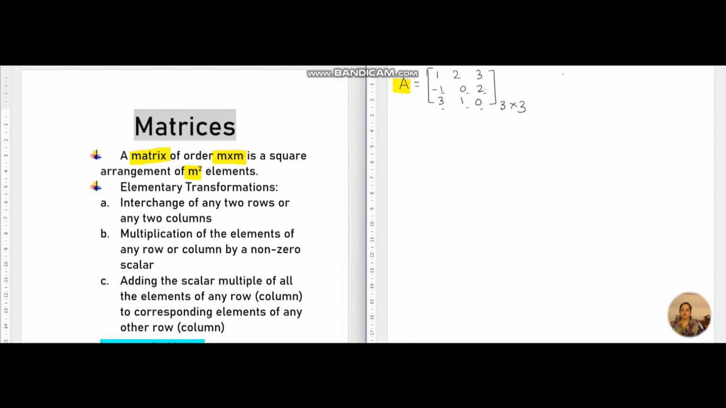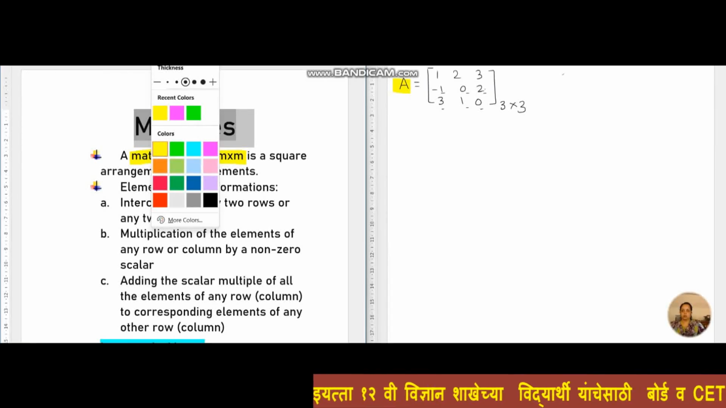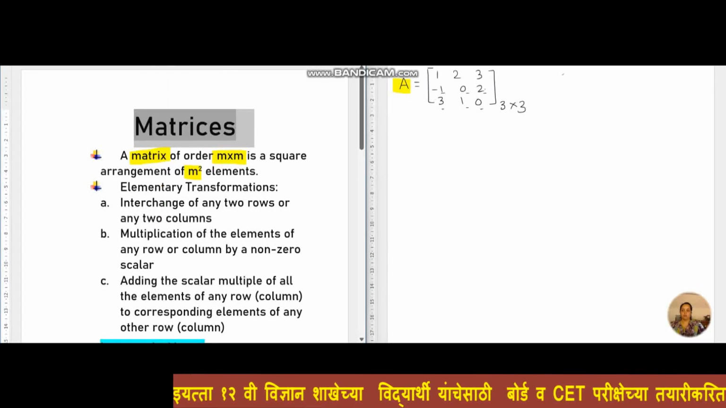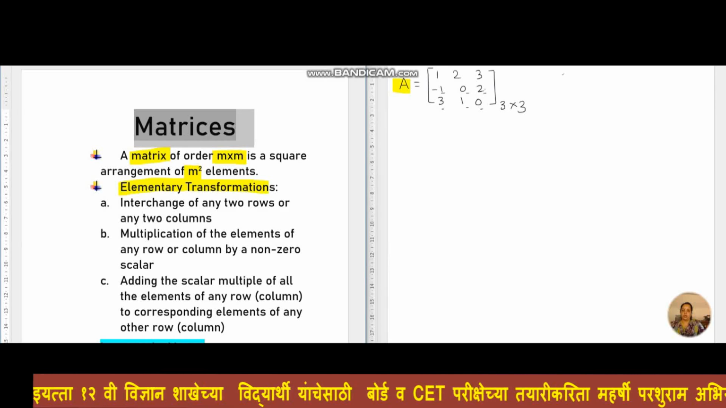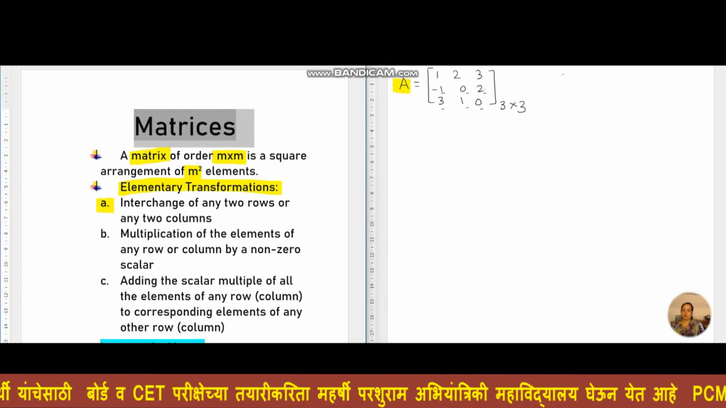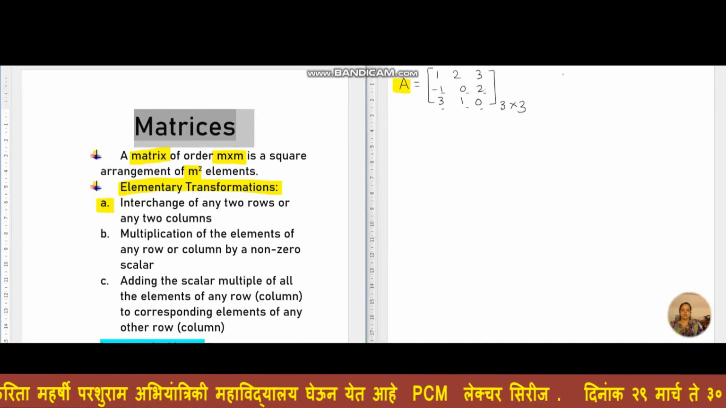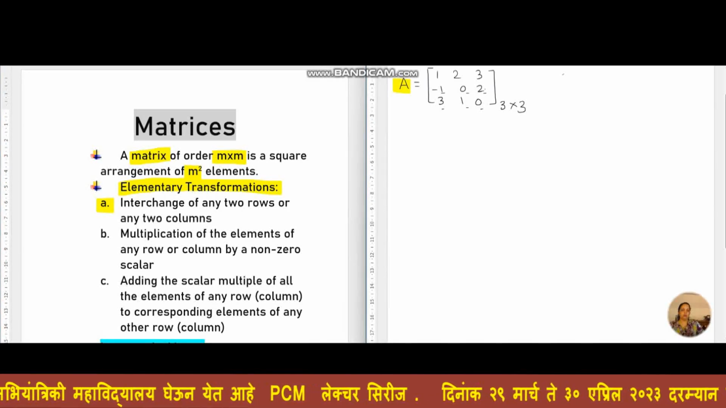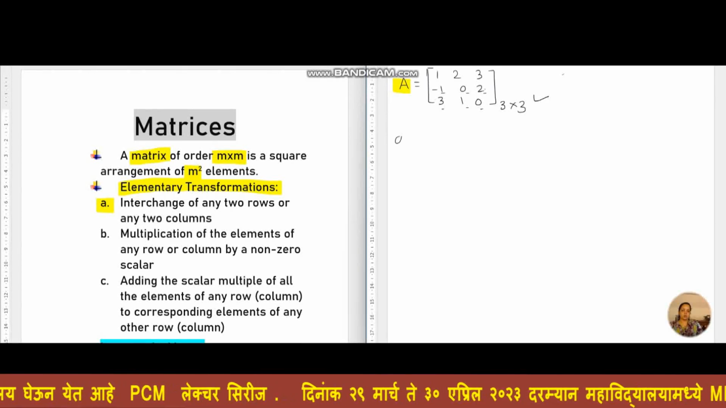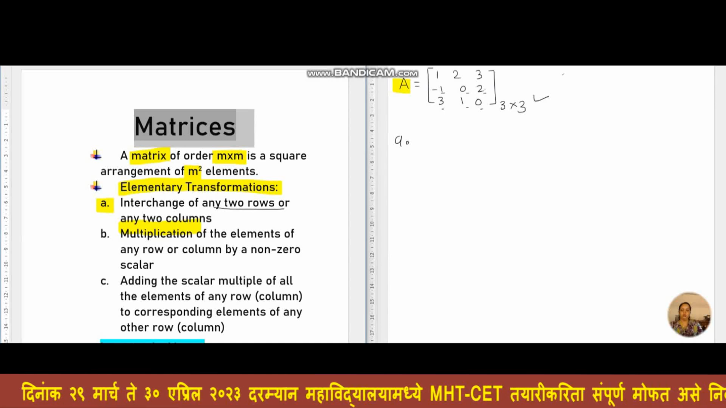Now we discuss elementary transformations. There are three types of elementary transformations. First is interchange of any two rows or any two columns. We will discuss these elementary transformations for matrix A one by one. So the first transformation is interchange of any two rows or any two columns.